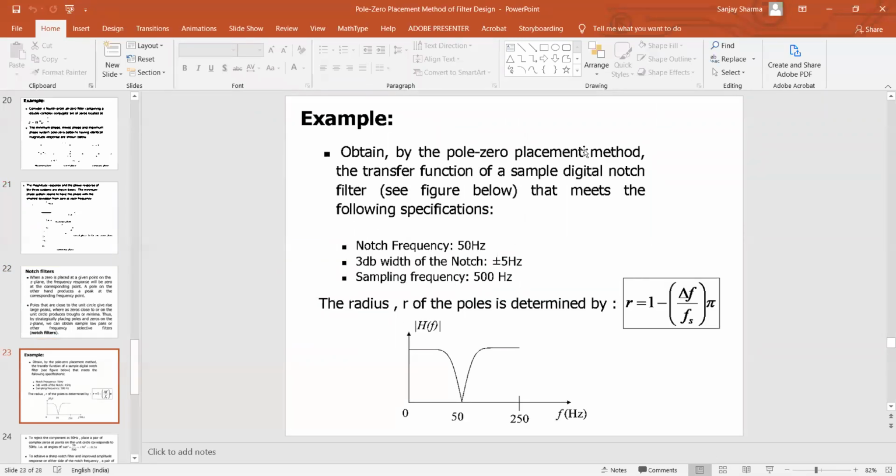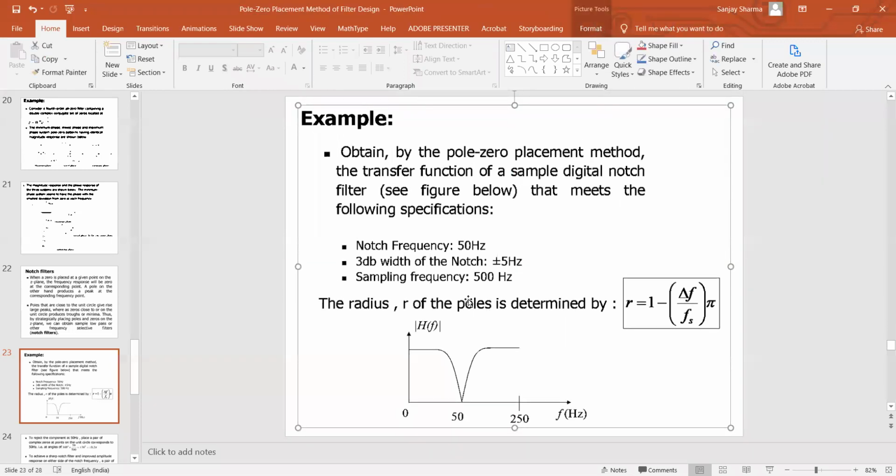Obtained by the pole zero placement method, the transfer function of a simple digital notch filter that meets the following specification. Notch is basically we have to reject one particular frequency. That's why this is a notch filter. We have to reject this 50 Hertz frequency. So the notch frequency is 50 Hertz.